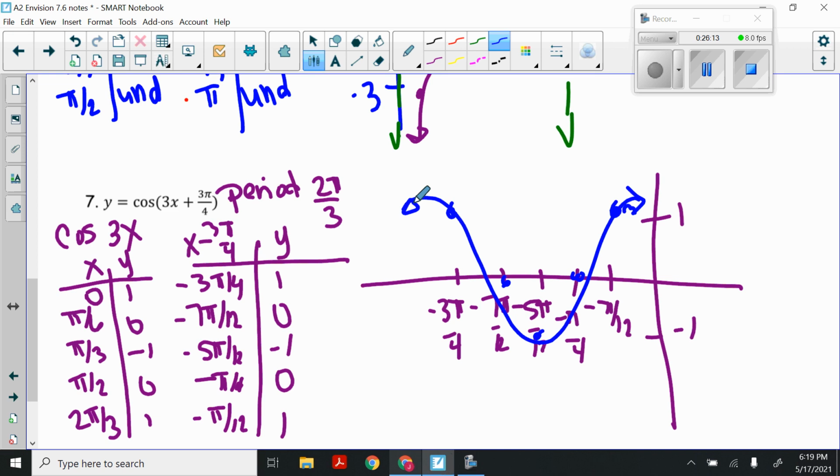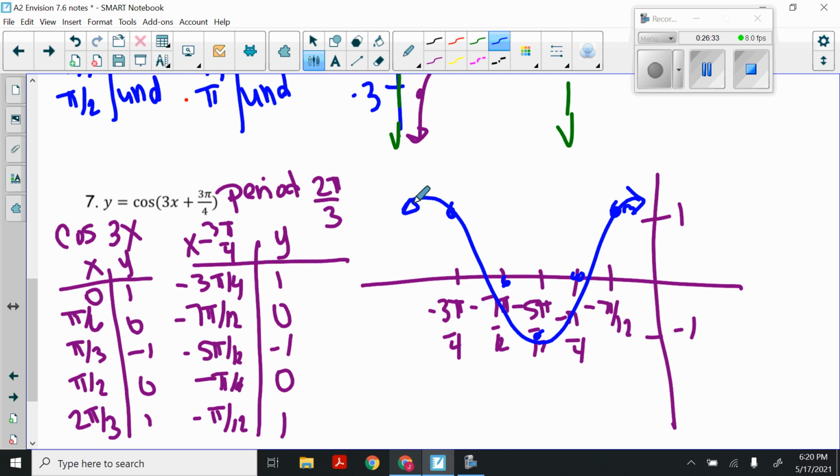Okay, so I'm hoping that by making the XY tables of the parent function, that helps us find the labels for the x-axis once we've found the period, and then make the new XY table with the transformations like what we've been doing. So that wraps up 7.6.